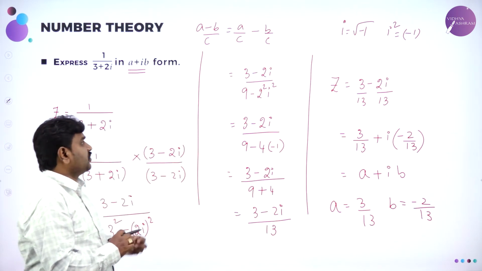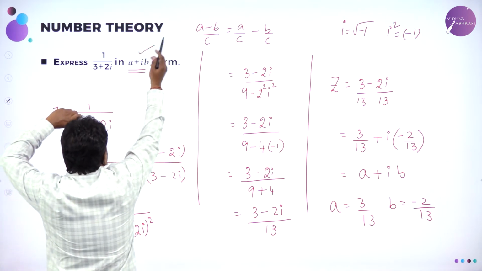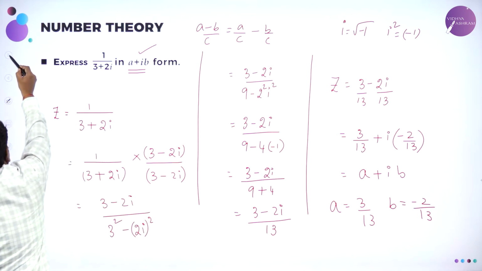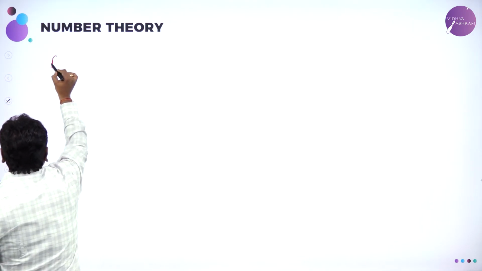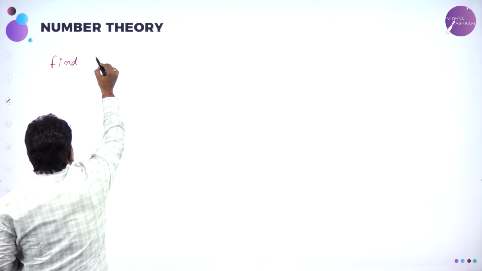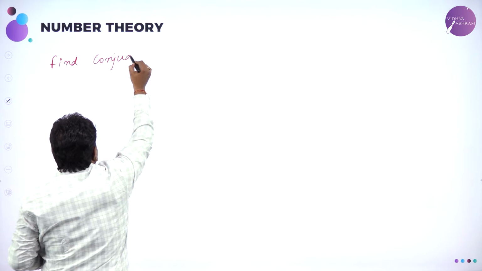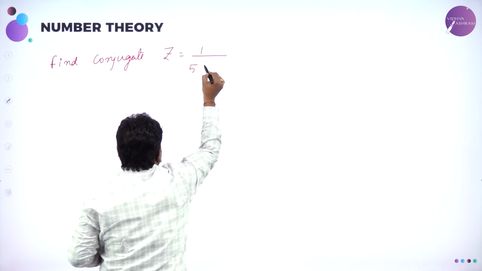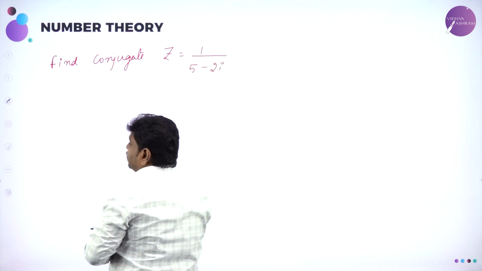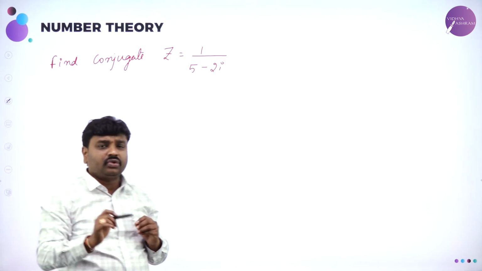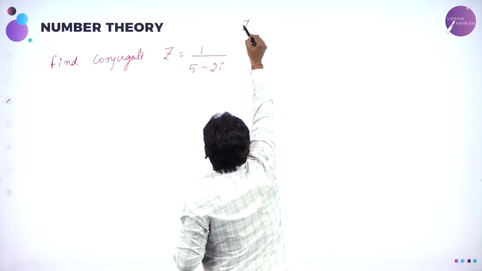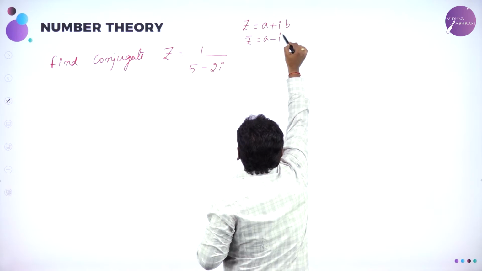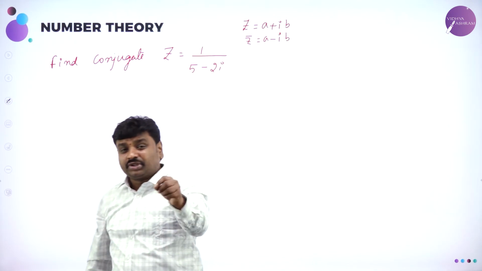Now we'll go ahead with, see, any problem if you want to solve, first the complex number should be in a plus ib form. We call this the standard form of a complex number. For example, I'll take one interesting problem. They'll ask like this: find the conjugate of z equal to 1 divided by 5 minus 2i. Suppose this is the problem. They want you to find the conjugate. All of you know what is conjugate. If I give z is equal to a plus ib, what is the conjugate? z bar. What is z bar? a minus ib.